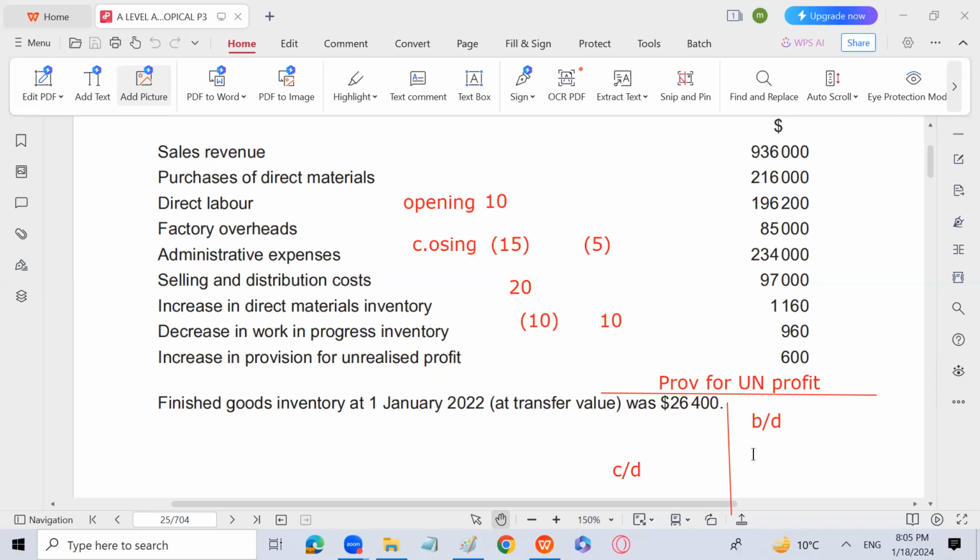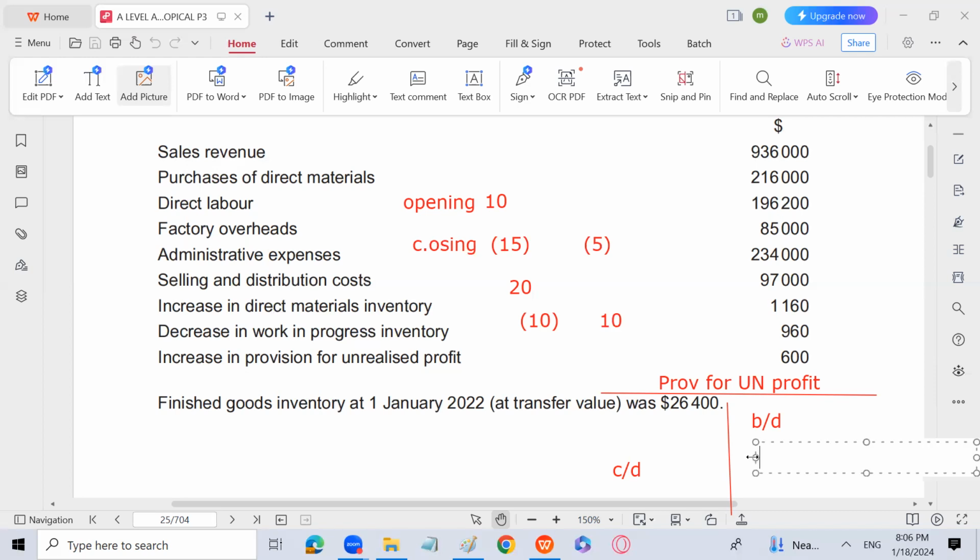The problem is, out of these three amounts, the difference between brought down and carried down is given, but the carried down is not given. The profit included in finished goods closing is not given in the question. So we have to calculate that carried down by preparing the account. Provision for unrealized profit account will be prepared, and then we can find it. Now, because the provision is increasing, the unrealized profit is increasing, because it is given: increase in provision for unrealized profit, 600. That will be written on the credit side, because increase will always be on the credit side, decrease will be on the debit side.